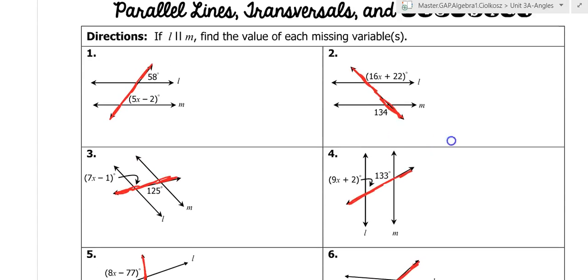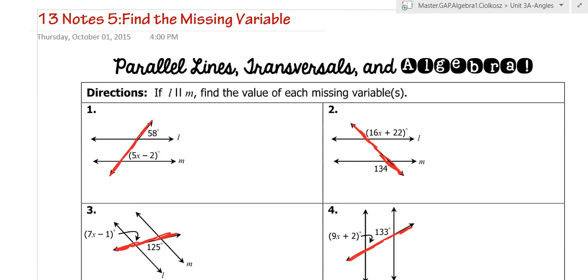Alright, so, looking at the angles I know things about. Same side, and there's one on outside, one inside. Those are corresponding. So they're equal, they're congruent. So I know 58 is equal to 5x minus 2. Dividing, x is equal to 12.